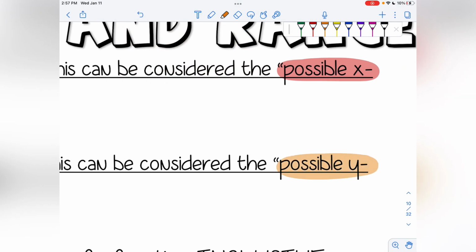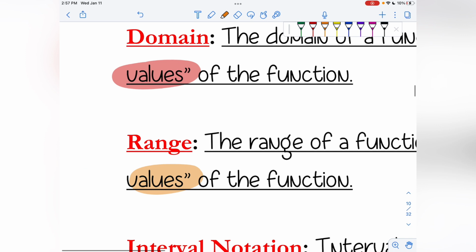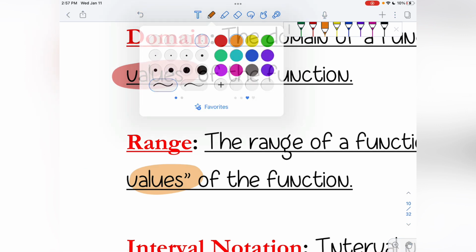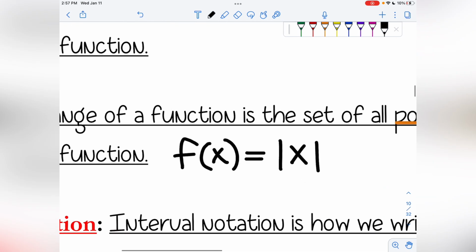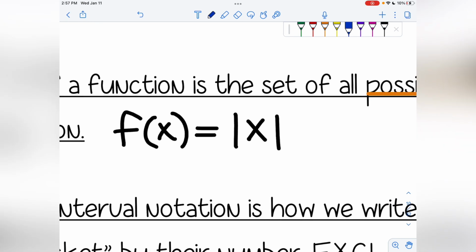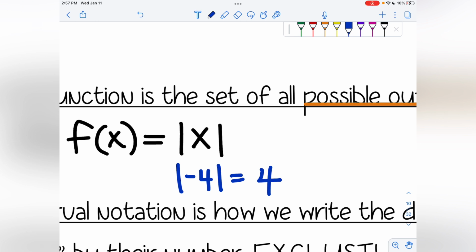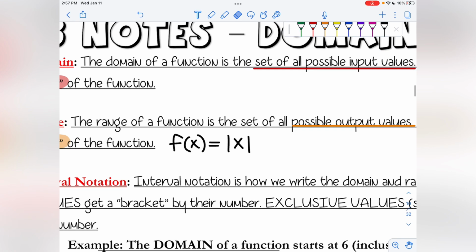if I have this function, f of x equals the absolute value of x. If I plug in a negative number here, like -4, the absolute value of -4 is +4. If I plug in a positive number, I also get a positive. So all of my output values will always be positive no matter what. I'll never get a negative output, which means my range is going to be restricted.